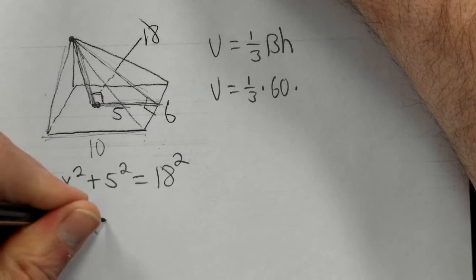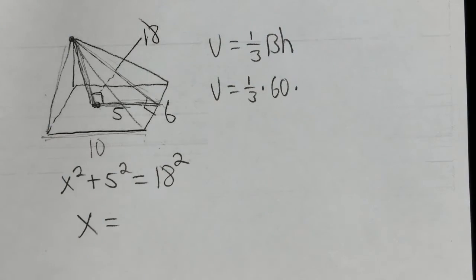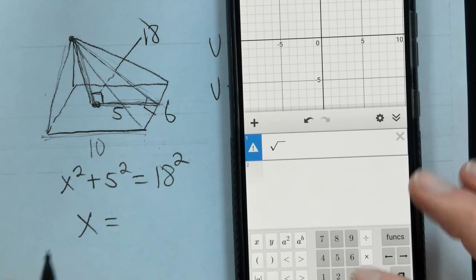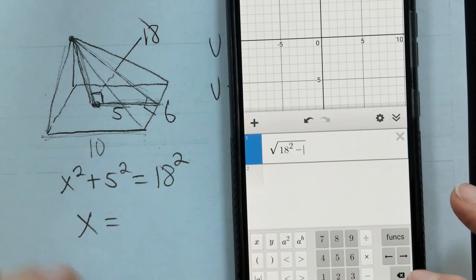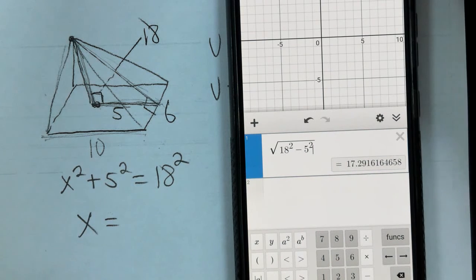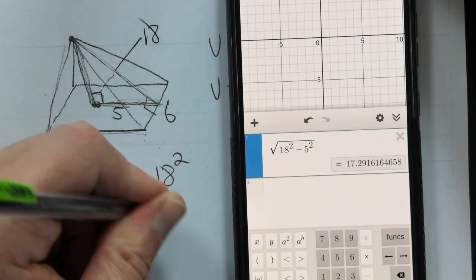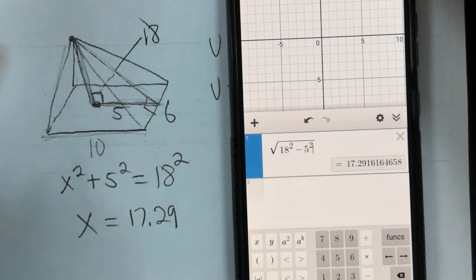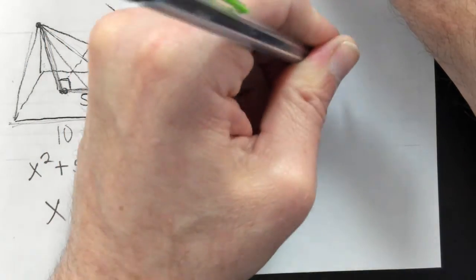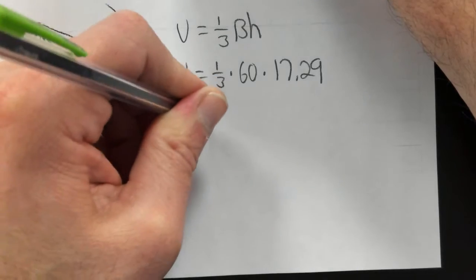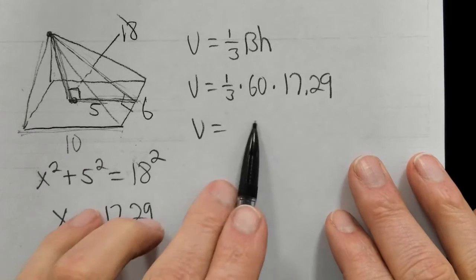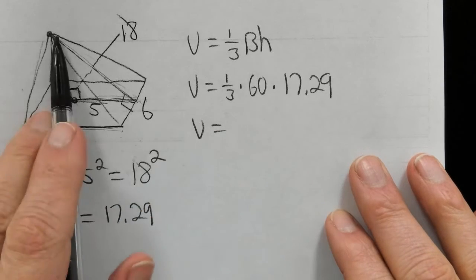And so once again, move the 5 squared to the other side and take the square root of both sides. I'll be looking for the square root of 18 squared minus 5 squared, since when it goes across the equal sign it changes from plus to minus. So 17.29. That would be your height. And that's what we'll plug back into h, 17.29. All right, so with these problems, you may occasionally have to go off to the side and use Pythagorean theorem to find the correct height.